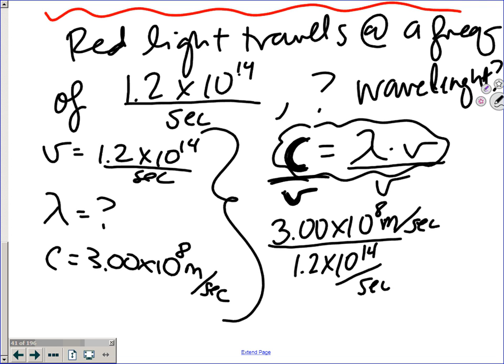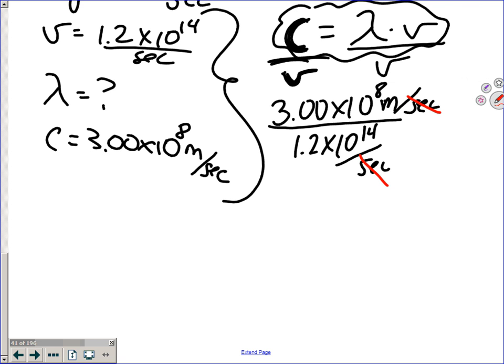Grant, which unit has the ability to cancel? Second. Because they're both per second. So I'm canceling out per second with this per second. So what's the only unit remaining? Meters. Doesn't that make sense for wavelength? It should. You have to think about that sometimes, but make sure you've solved it correctly.